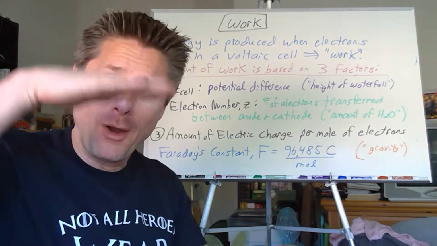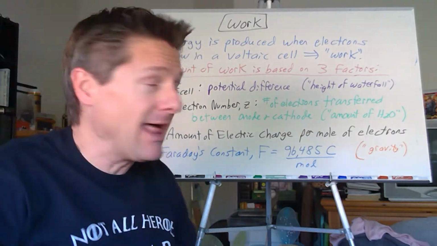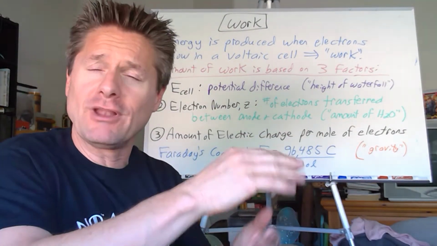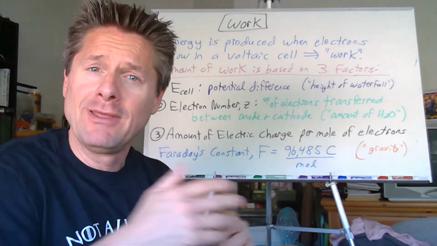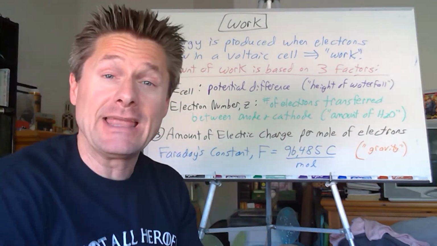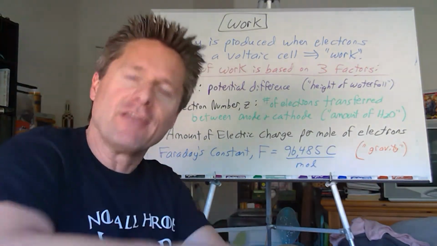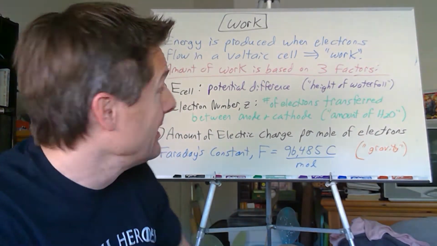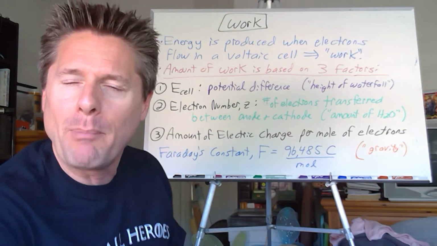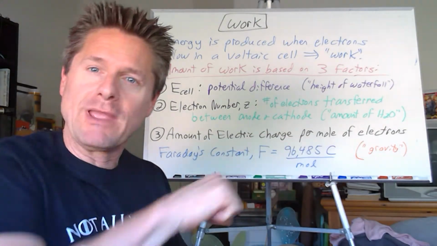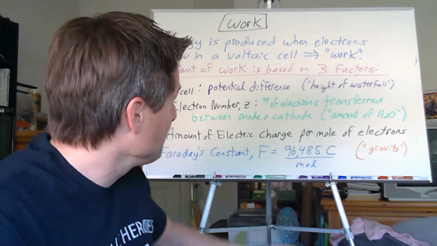So let's think about that waterfall, a dam, analogy again. The potential difference, the driving force for those electrons to go from the anode to the cathode, that's akin to the height of the dam or the height of the waterfall, right? The higher up, the more driving force there is, the more potential there is. So hopefully that makes sense, right? The more positive the E cell, the more work we can get out of it because the more driving force we have for electrons to go from anode to cathode.